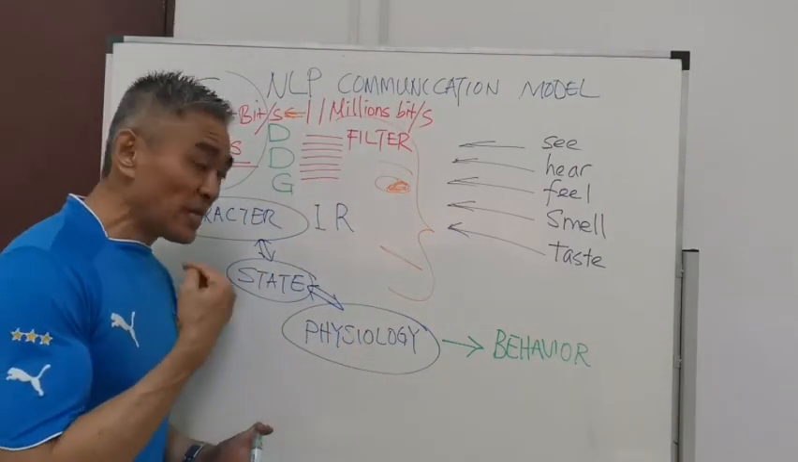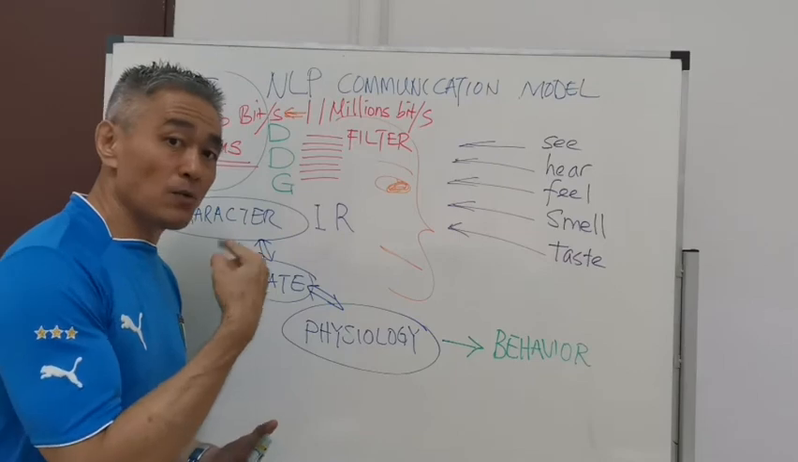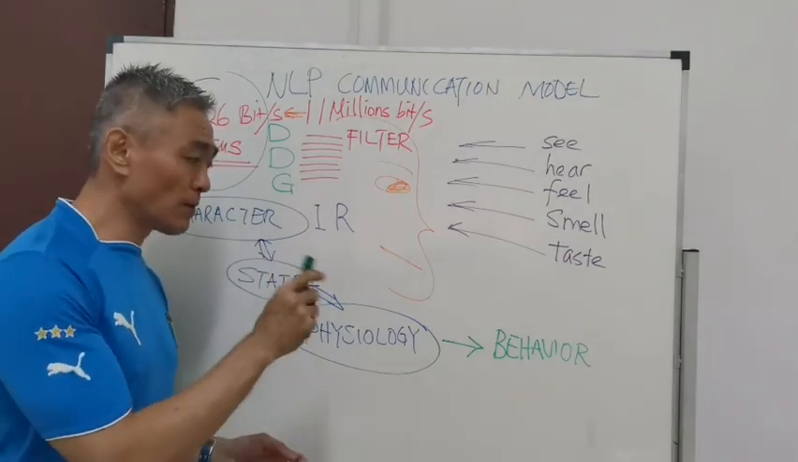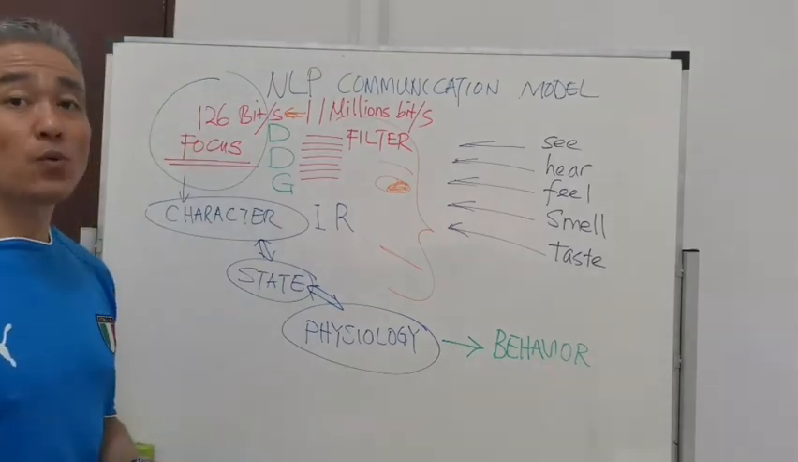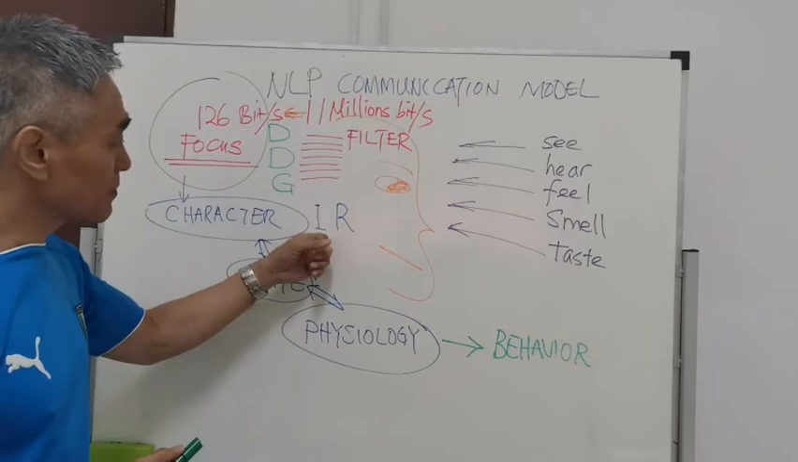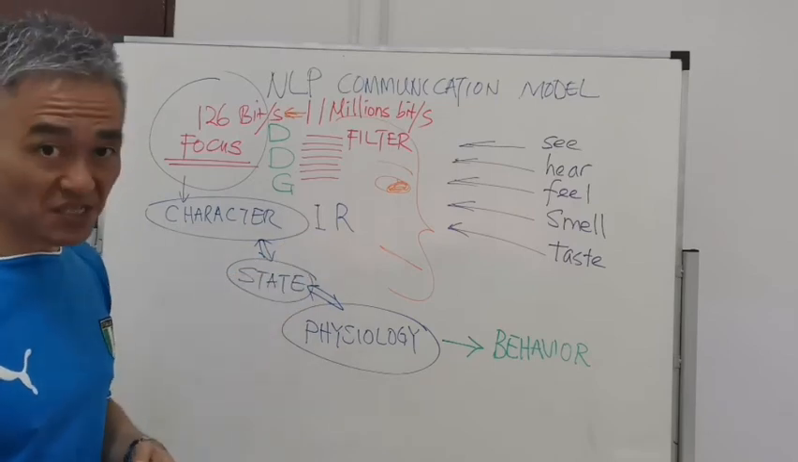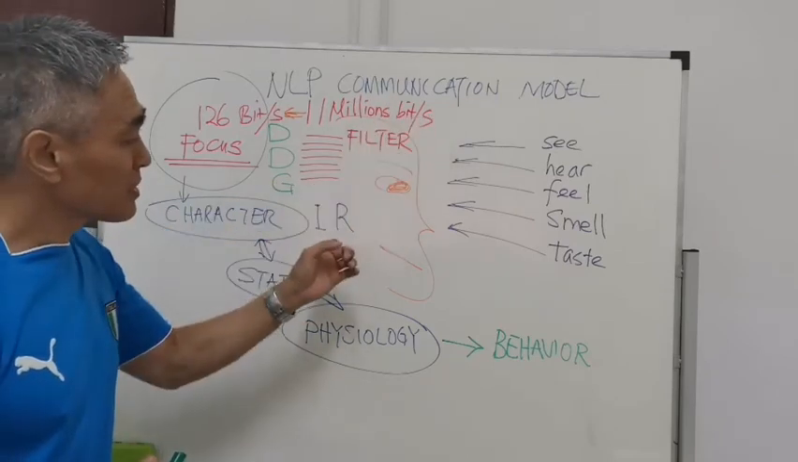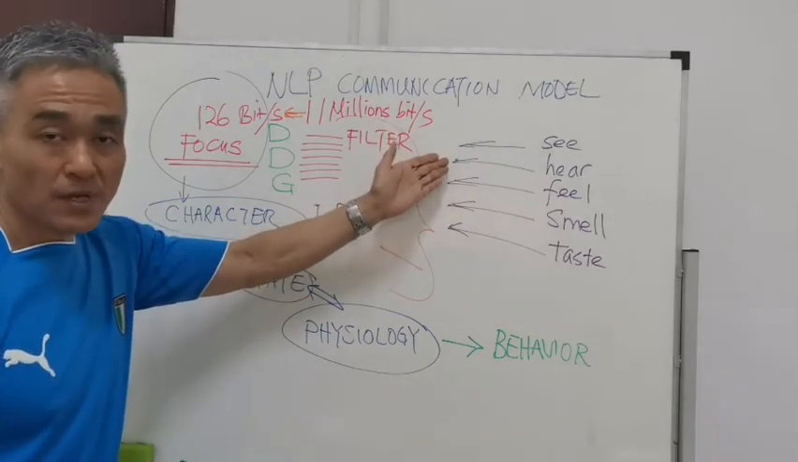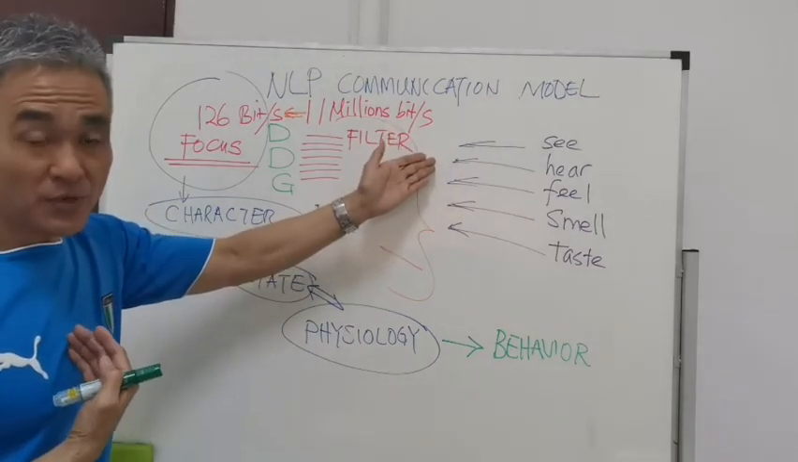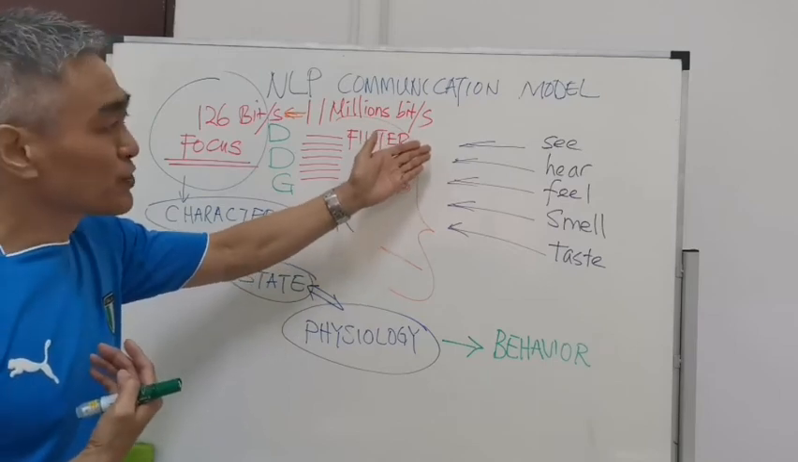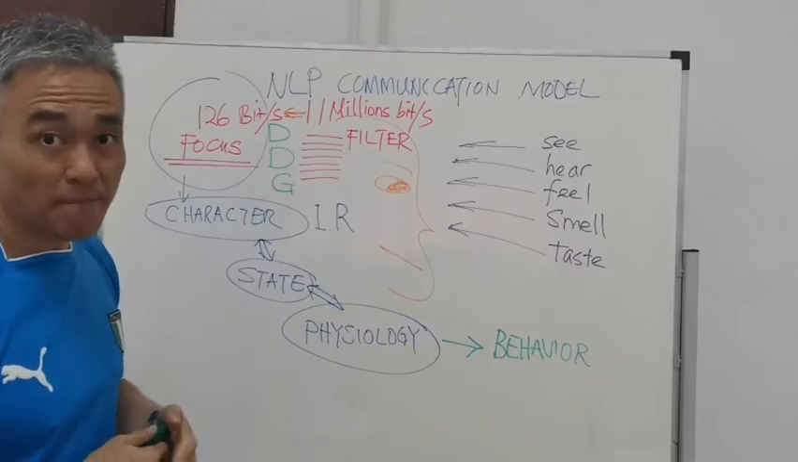So our behavior, that is our result, our life results. What you do, what you don't do, our behavior. Where does it actually come from? It actually comes from our internal representations.